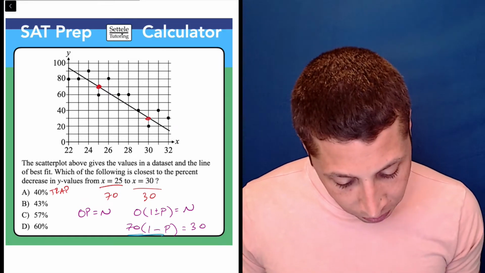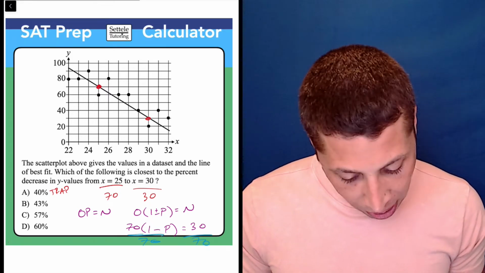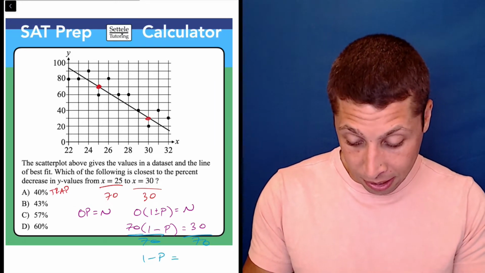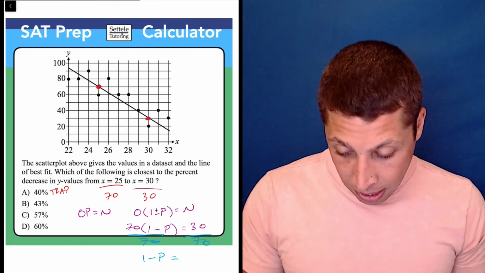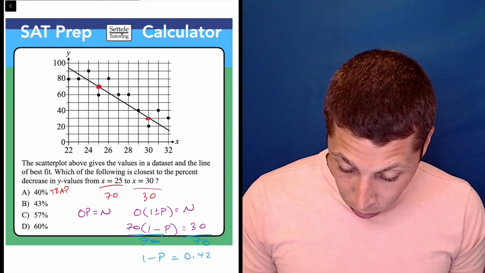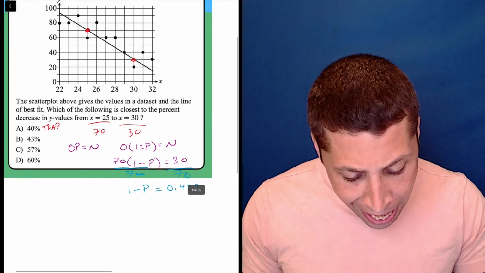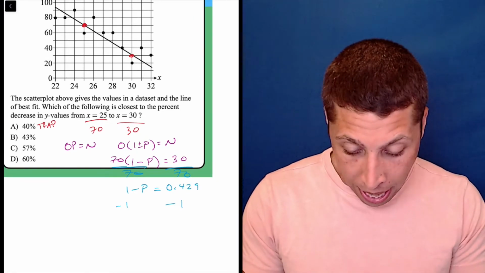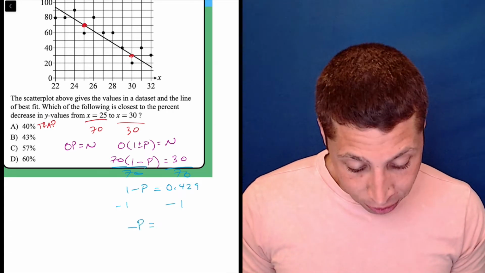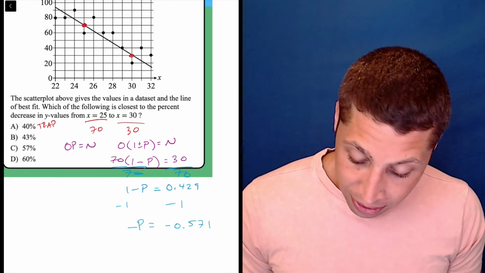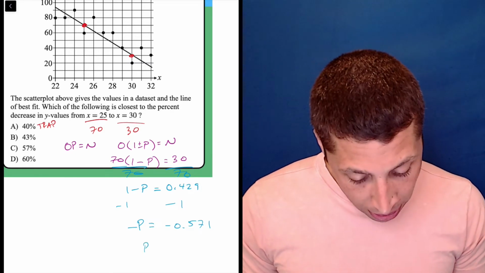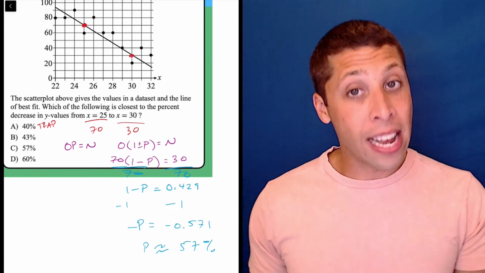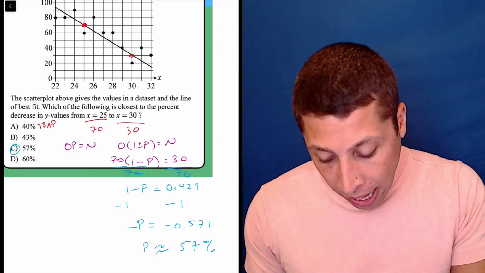What we're going to do here is divide both sides by 70, so that way we have 1 minus P, and 30 divided by 70 is 3/7, whatever that is. It is 0.429. And now we just do some solving here. We get minus 1, and we have P, or negative P I should say, is negative 0.571, and so just drop the negatives, and P is basically going to be approximately 57%. Remember, it's a decimal, but we are thinking of it as a percentage, and so that is choice C, and that is the answer.